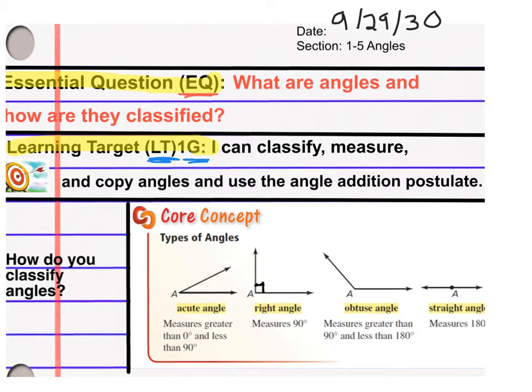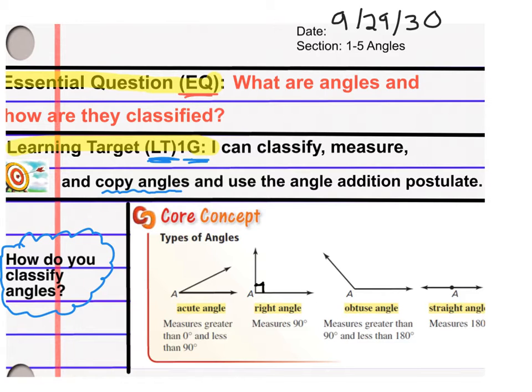The copy angles part we're probably going to skip during distance learning, and we'll do that when we get to hybrid or in person. And use the angle addition postulate. Then we have some vocabulary words, and we have a question: how do you classify angles?